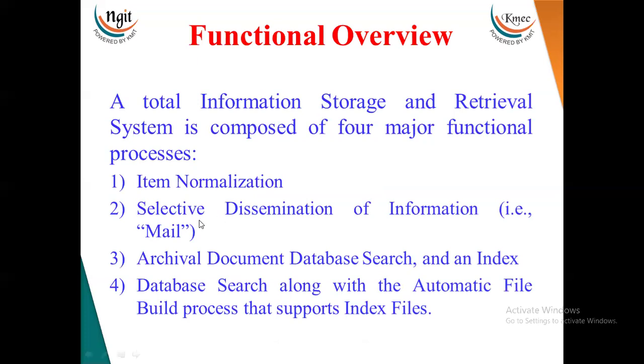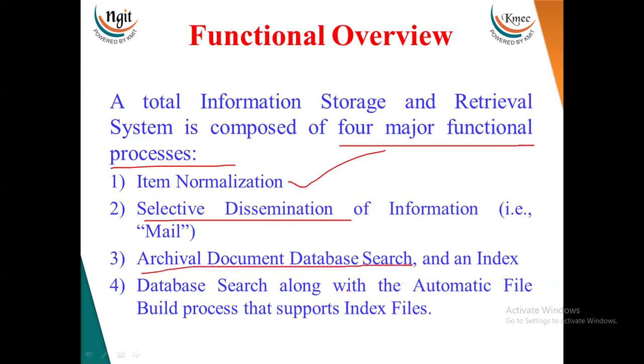So the first is item normalization, then selective dissemination of information, for example mail, and archival document database search, and index database search. These four are the important parts of the information retrieval system. Basically it consists of four major functional processes: item normalization, selective dissemination of information, archival document database search or an index, and the database search with automatic file build process, which will support all the index files.